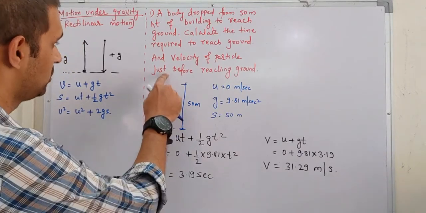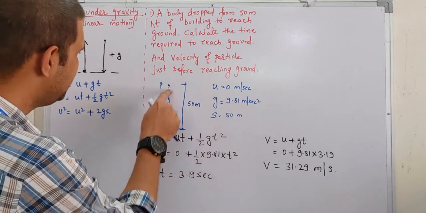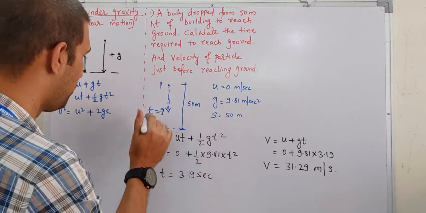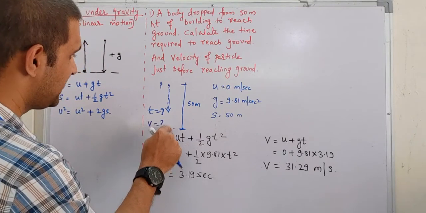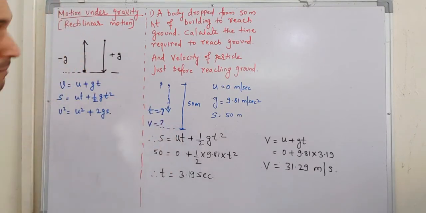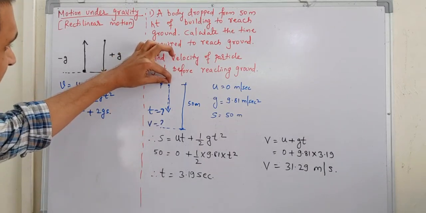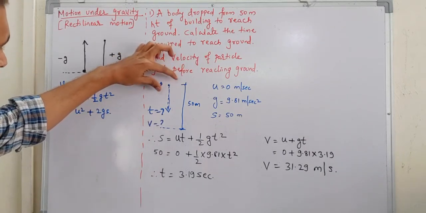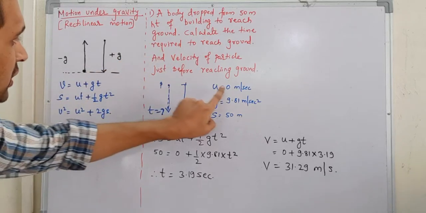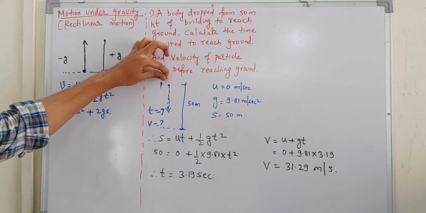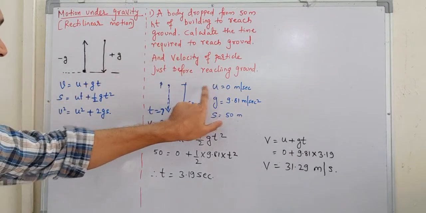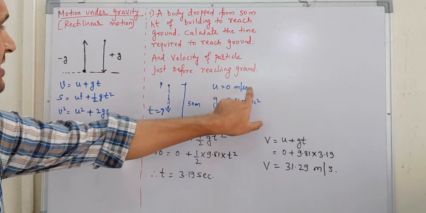And at the same time you are also asked to calculate the velocity of the particle just before reaching the ground, that is, the final velocity. Now things are very simple. A particle is dropped, so its initial velocity will be 0. When we say a particle is dropped, it means it is at rest, so your initial velocity of the particle will be 0 meter per second.